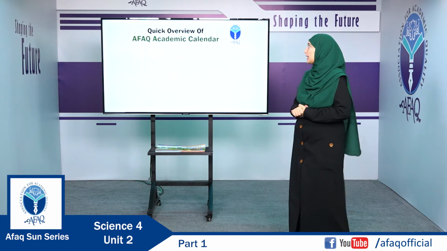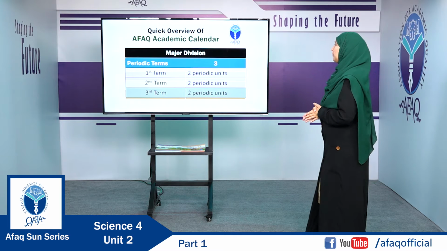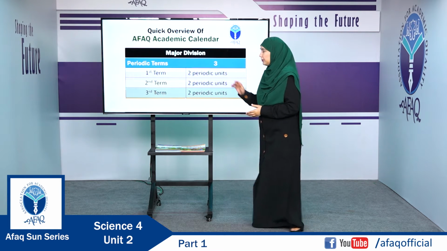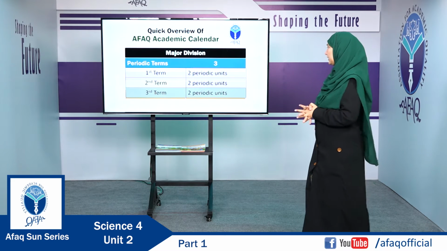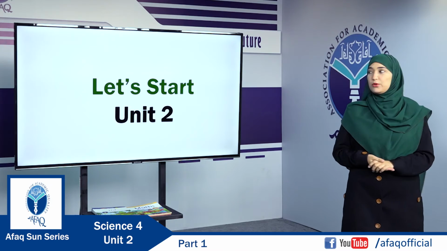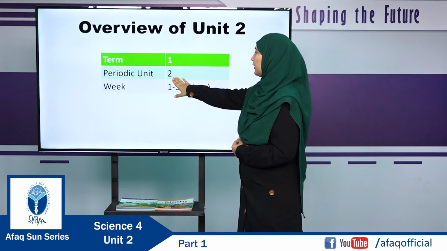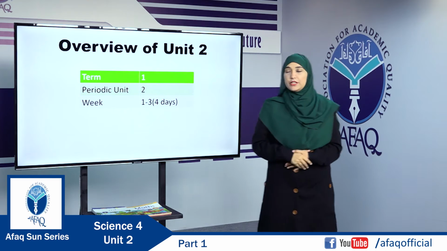Now what is the AFAQ academic calendar? AFAQ has divided the whole year into 3 terms, and each term is divided into 2 periodic units. So the whole year is divided into 6 periodic units. Let's start Unit 2. Our Unit 2 falls in Term 1, Periodic Unit 2, Week 1 to 3, and it will be covered in 4 days of Week 3.